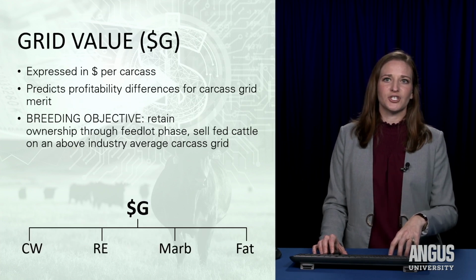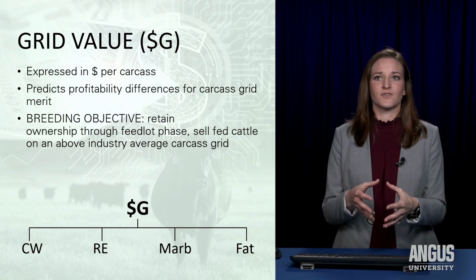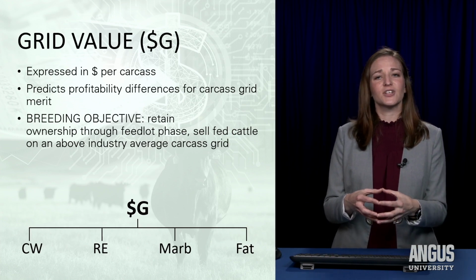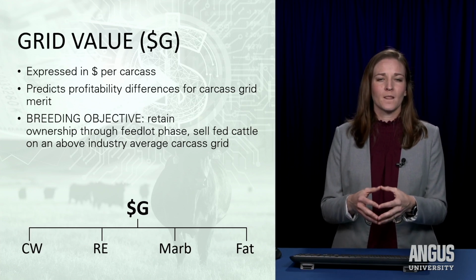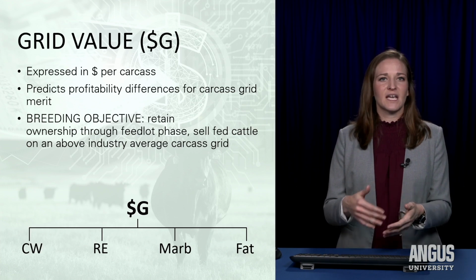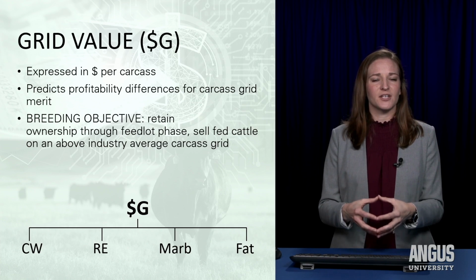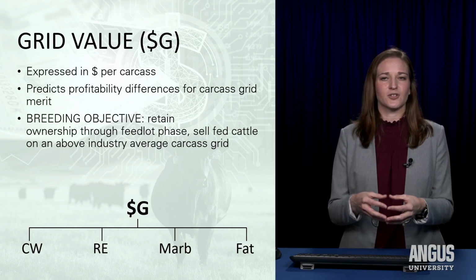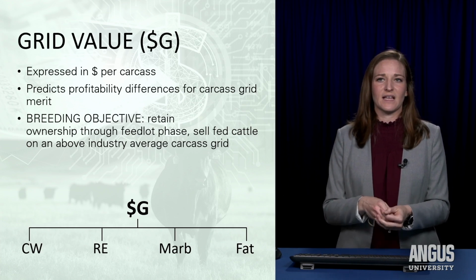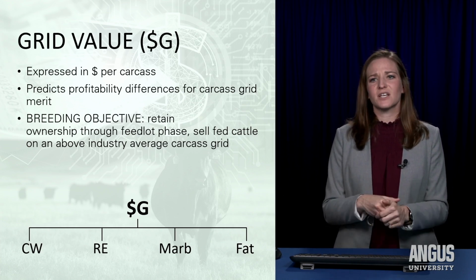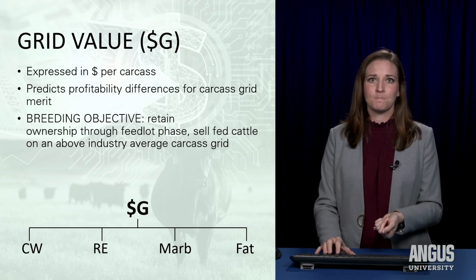Now looking at this $G, or this dollar grid value, again, this is a value expressed in terms of dollars per carcass, predicting the profitability differences for carcass grid merit. So this would fit an operation where they retain ownership through the feedlot phase again, but they sell those cattle on an above industry average carcass grid, right? So you're really looking at the quality grade of those carcasses, and how that is going to pay per carcass. And so inside $G, we would have carcass weight, ribeye area, marbling, and fat.